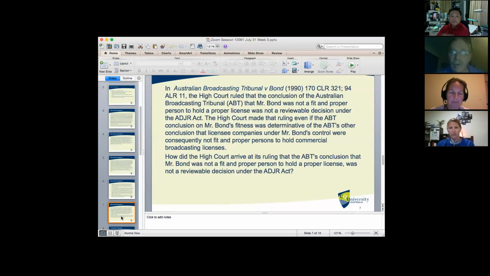The Australian Broadcasting Tribunal and Bond, the High Court ruled that the conclusion of the Australian Broadcasting Tribunal that Mr. Bond was not a fit and proper person to hold a broadcasting licence was not a reviewable decision under the ADJR Act. The High Court made the ruling even if the ABT conclusion on Mr. Bond's fitness was determinative of the ABT's other conclusion that licensee companies under Mr. Bond's control were consequently not fit and proper persons to hold commercial broadcasting licences. How did the High Court arrive at its ruling that the ABT's conclusion that Mr. Bond was not a fit and proper person to hold a broadcasting licence was not a reviewable decision under the ADJR Act?